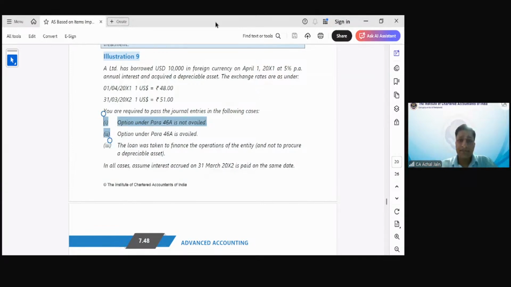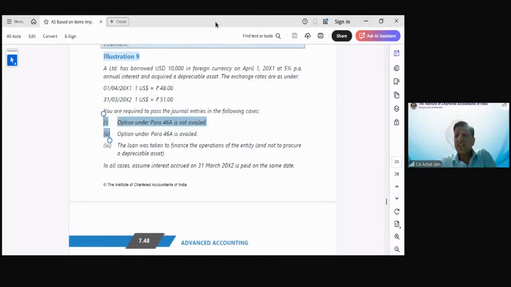Anil is asking, sir, is it a discretion of the company whether to follow 46A or not? Yes, that's the discretion of the company. And that's why it's been considered as an option. So it's something which is optional. And this option is also available only when the criteria is met. What is the criteria? It has to be a long-term foreign currency monetary item.